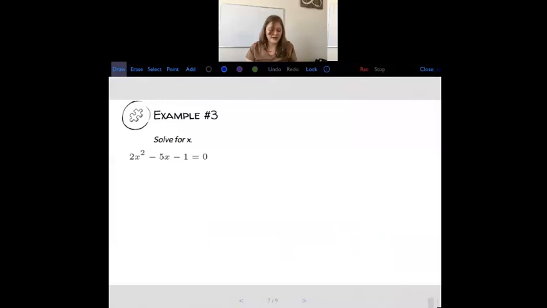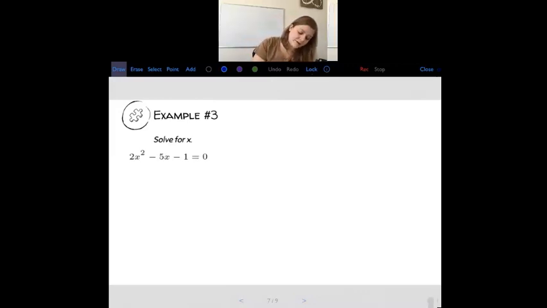Example 1, solve for x. So 2x squared minus 5x minus 1. Since we're in the quadratic formula section, this is probably how we're going to solve it. But you should try the AC method, the slip and slide, or the X, whatever one you choose to use, to make sure that something doesn't factor.